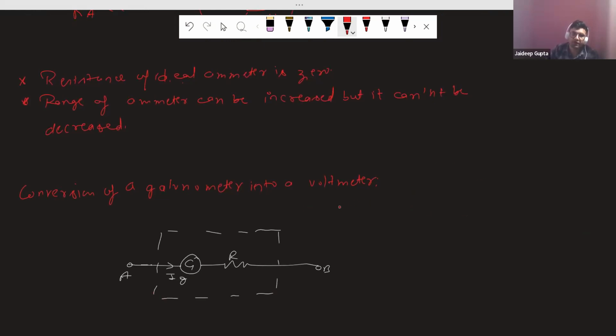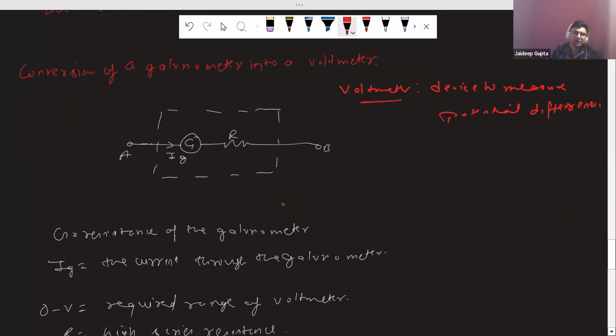Conversion of galvanometer into voltmeter. What is a voltmeter? A device to measure potential difference. If we have to convert a galvanometer into a voltmeter, then we have to connect a resistance in series. Do you know why we connect the resistance in series? So that a negligible amount of current flows through the galvanometer, and there will be less potential drop. If we connect the resistance in series, the resistance increases, as I told you, resistance is directly proportional to length. Is it clear?